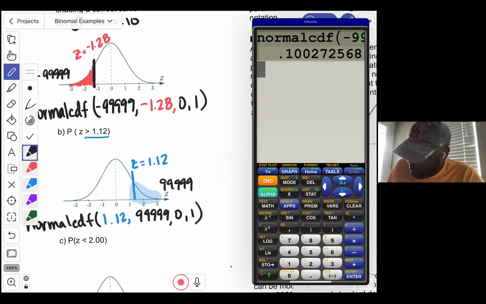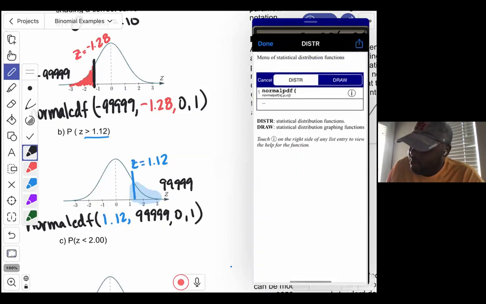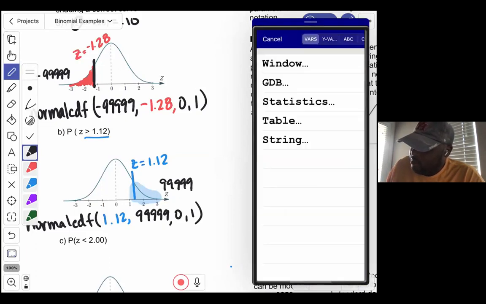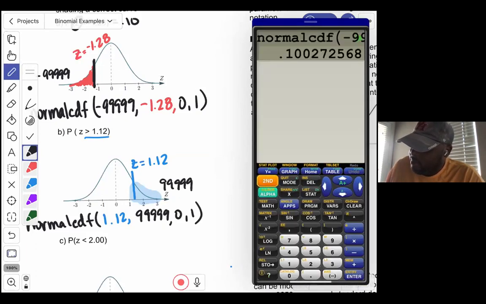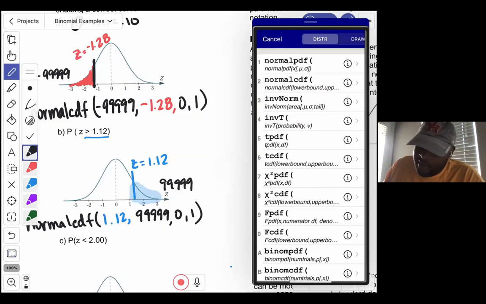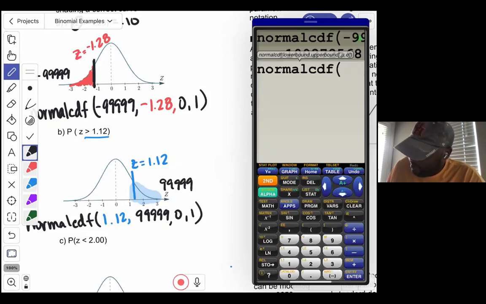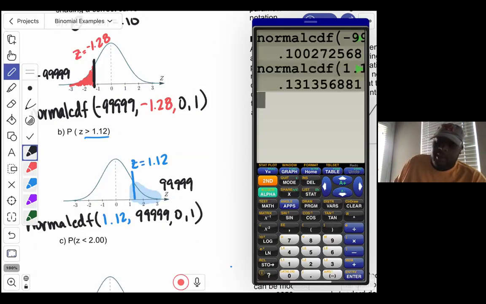And I'll go to my calculator again, second bars. Normal CDF, always the CDF, never the PDF. 1.12, 999, 0, 1. And so here's what I get there, 0.131.